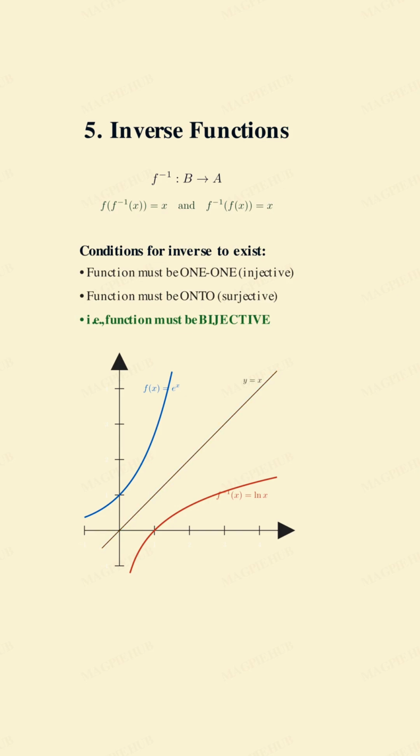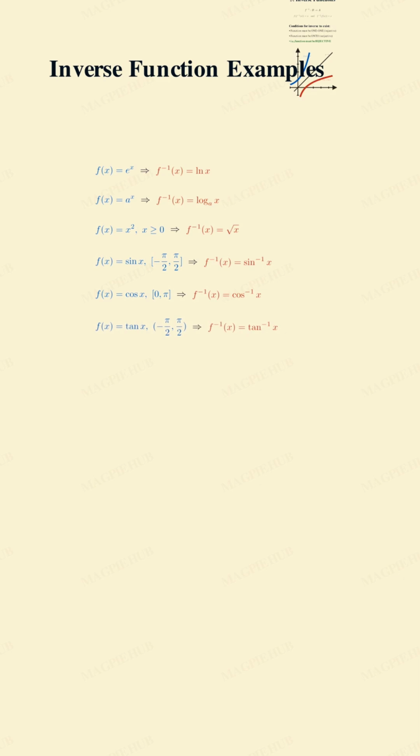Here are the most important inverse function pairs for G. E to the x and natural log. A to the x and log base a. x squared becomes square root, but only when we restrict the domain to non-negative numbers. For trigonometric inverses, sine inverse exists only on -pi by 2 to pi by 2, giving output in -1 to 1. Cosine inverse exists on 0 to pi. And tangent inverse on open interval -pi by 2 to pi by 2. Remember, trig functions need restricted domains to become 1-1 before their inverse can exist.